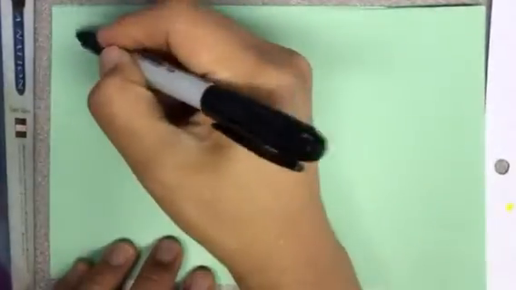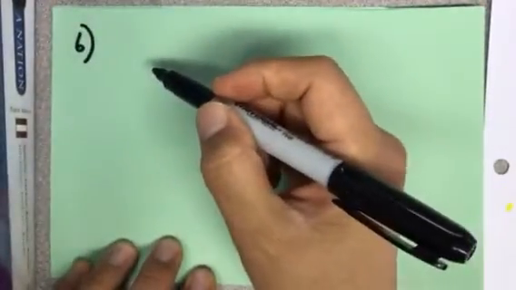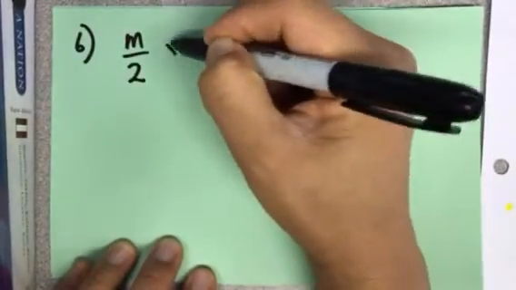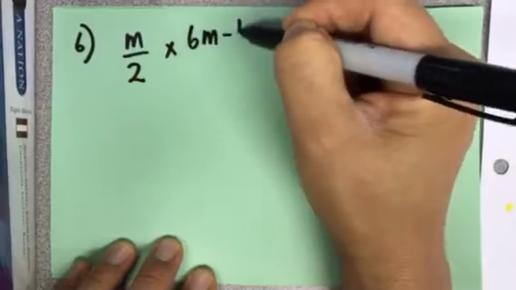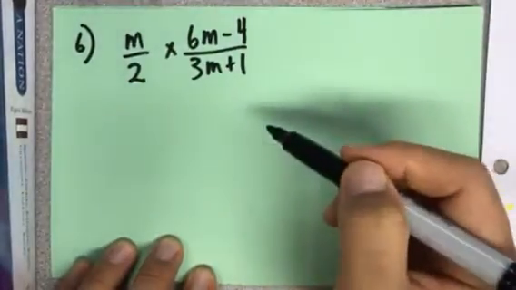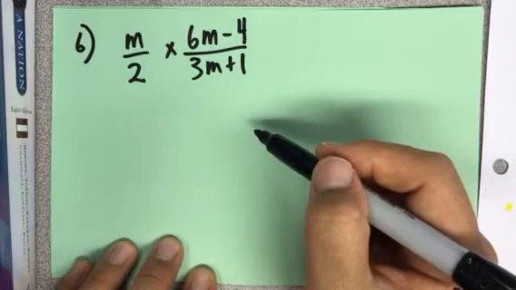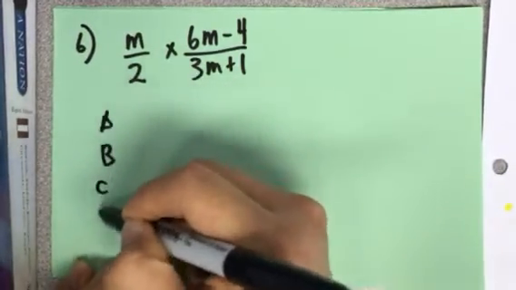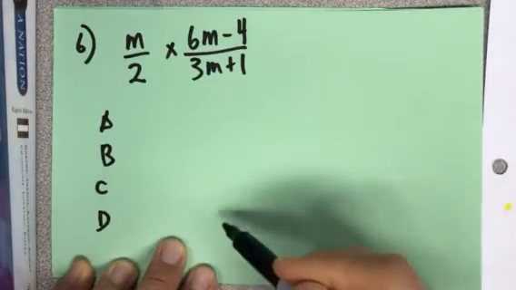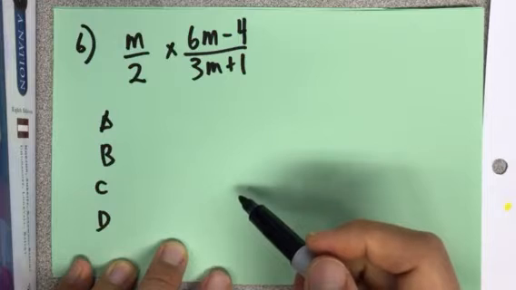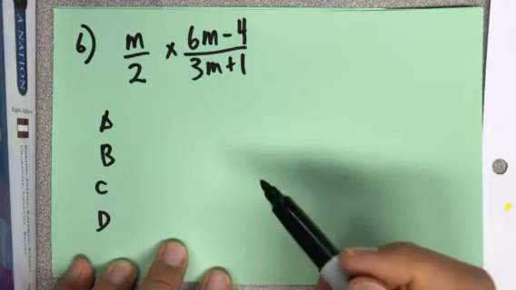Okay, number 6. For number 6, it says, which of the following is equivalent to m over 2 times 6m minus 4 over 3m plus 1? So this one is basic. You see again in all the answer choices, A, B, C, D, you see all of these answer choices have the letter M. So therefore, you know that you got to choose your own number. Okay, so let's choose our own number.